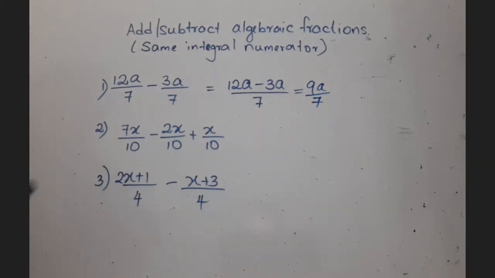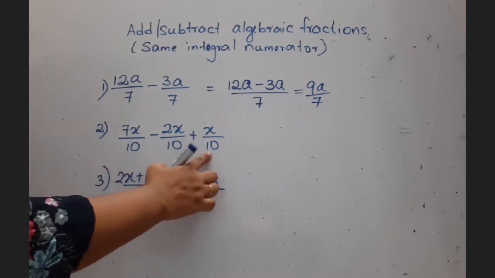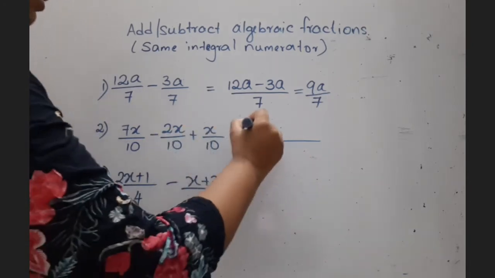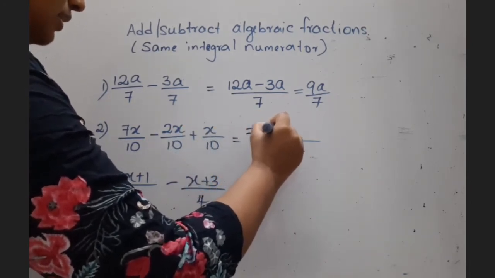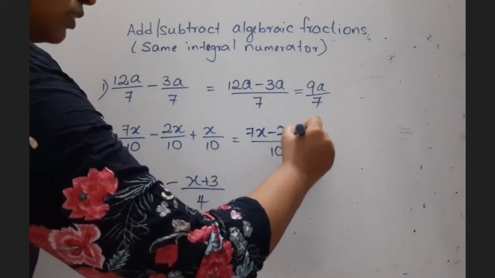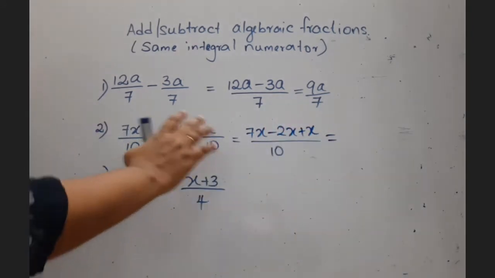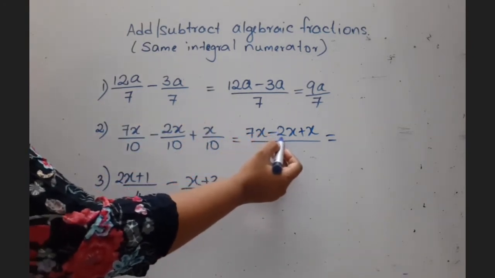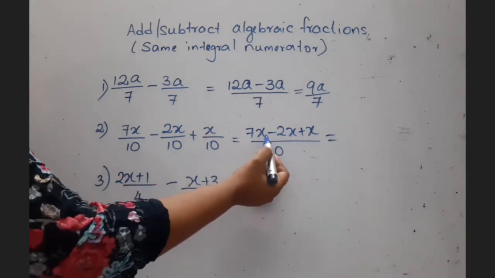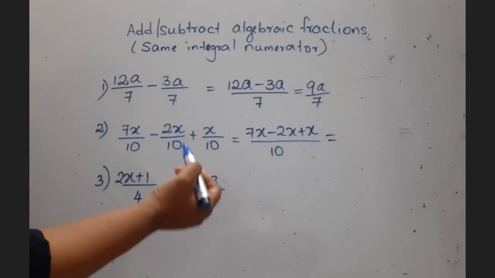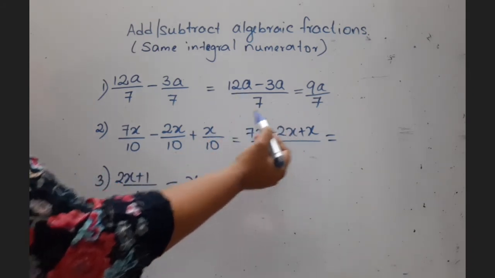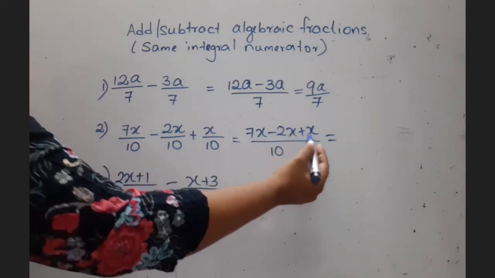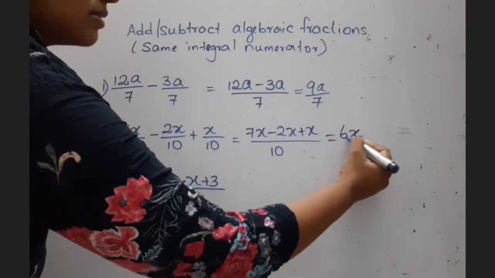Look at the second example. Here also the denominators are all the same, so we simply add and subtract the terms above. There has been no change made to the denominators. 7 minus 2, they are like terms. Can you see all of them contain x as the algebraic symbol? So you can subtract and add all of these. 7 minus 2 is 5x. 5x plus x becomes 6x by 10.